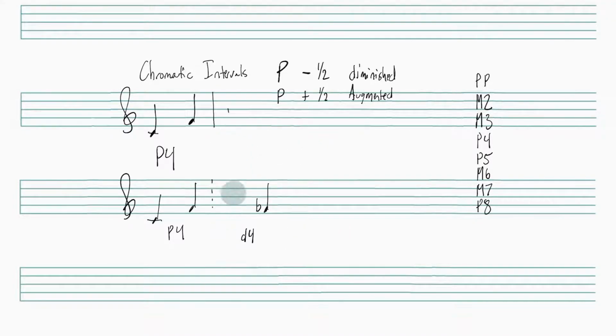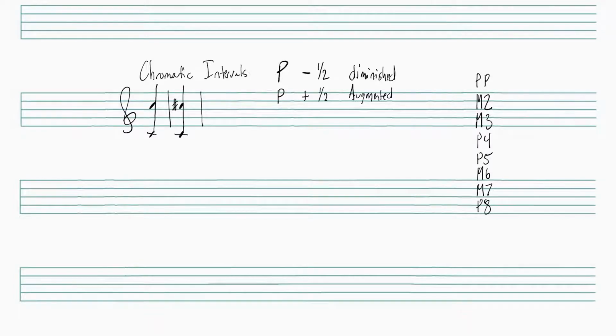Now, I'll show you a quick example of doing this to the octave. So you have your, and this time I'm going to write it as a harmonic interval. So two notes on top of each other. So we have our perfect octave. We can augment this by, I'm just going to do measures at a time, by raising the upper note a half step.